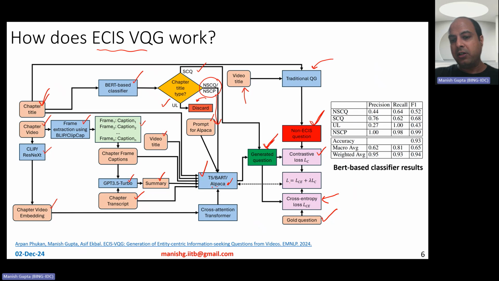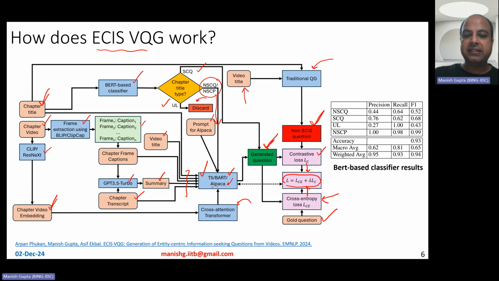Okay, our overall loss is a combination of this cross-entropy loss and the contrastive loss. And that's what we use to train the T5 and the BART model. Now, one thing that I did not mention is that this T5 or BART model, of course, gets all the text information from these arrows, but also gets the video information from the video embedding. And the way this happens is through these cross-attention transformer encoder layers.